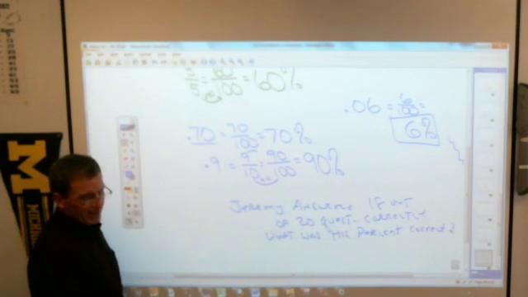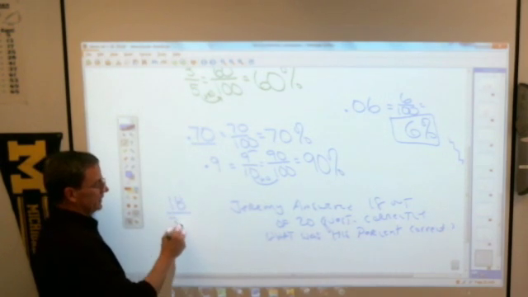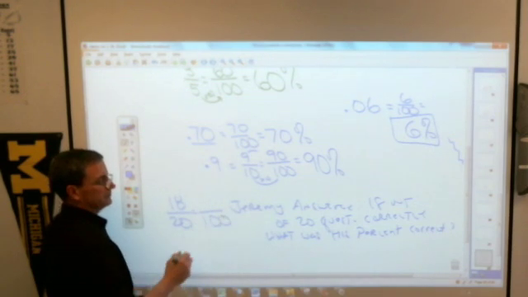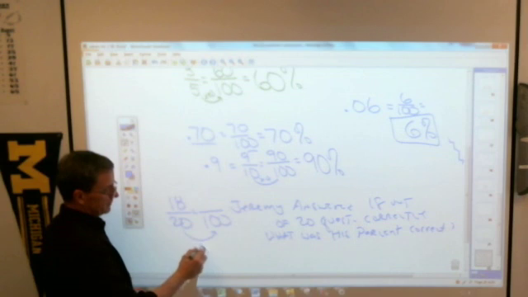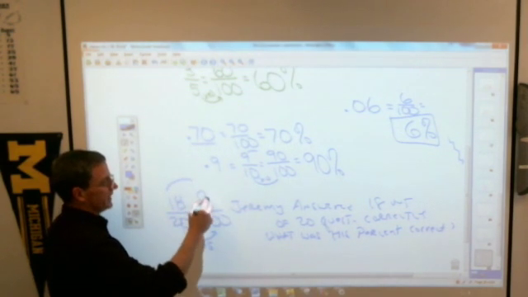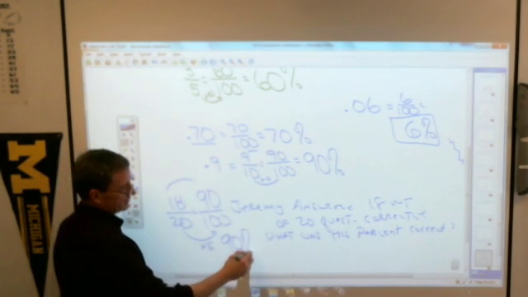If you can get the fraction correct, you can get the percent correct. What fraction did he get correct? 18 out of 20. You just need to figure out how to make that out of 100. 20 times what is 100? Times five. So 18 times five is 90, which means his percent was 90%.